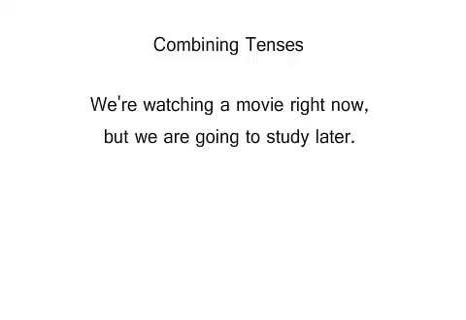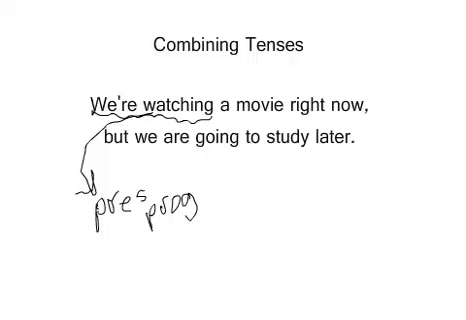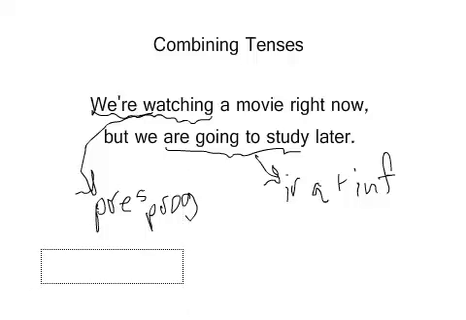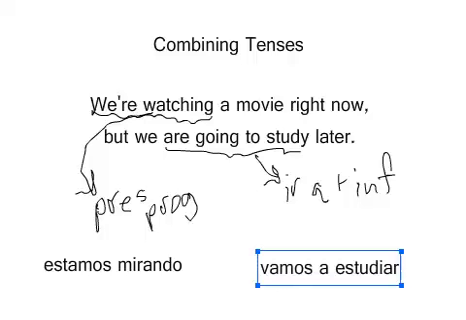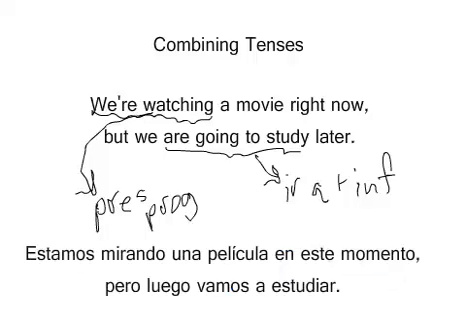We're watching a movie right now, that's something that's happening right now, it's present progressive. But we are going to study later. Our going to study is ir a plus the infinitive. That gives us in for the first part, estamos mirando, we are watching. And for the second part, vamos a estudiar, for we are going to study. Fill in all the other words and we get something along the lines of estamos mirando una película en este momento, pero luego vamos a estudiar.